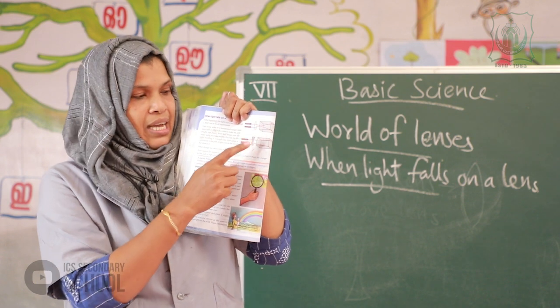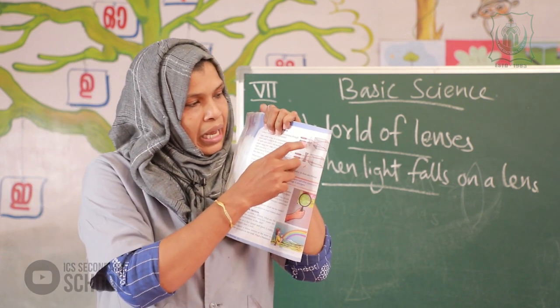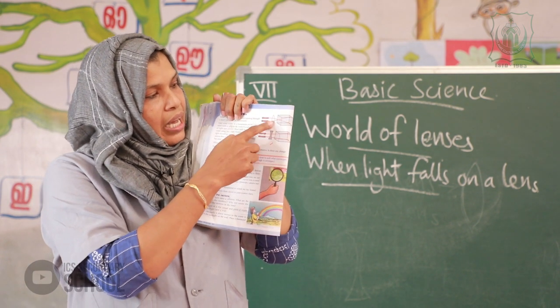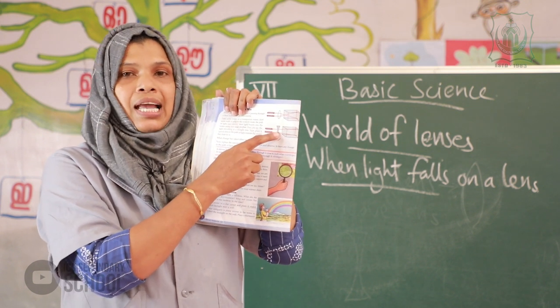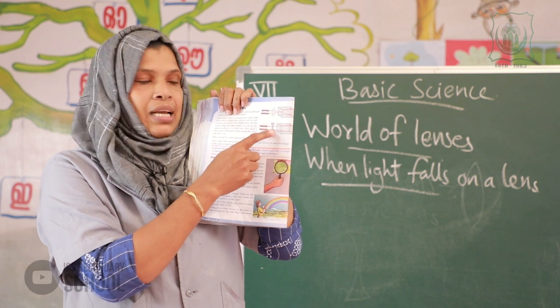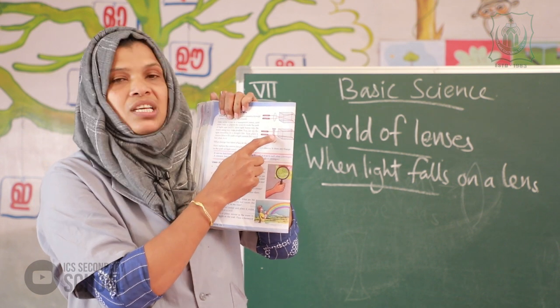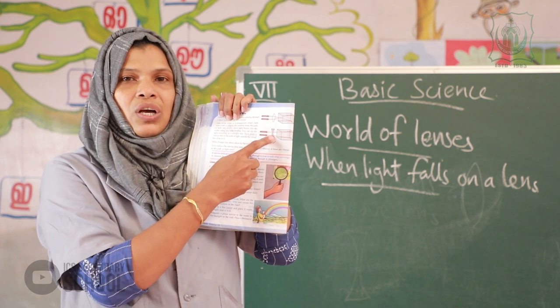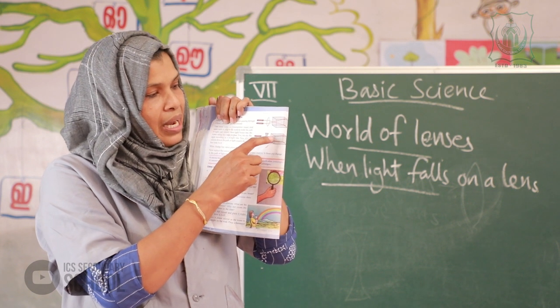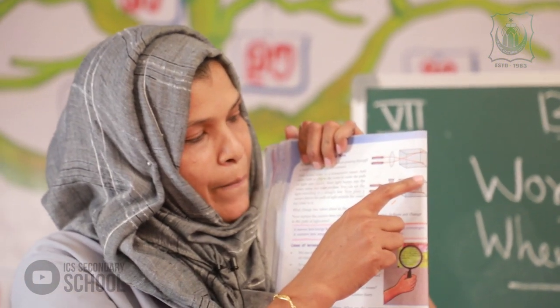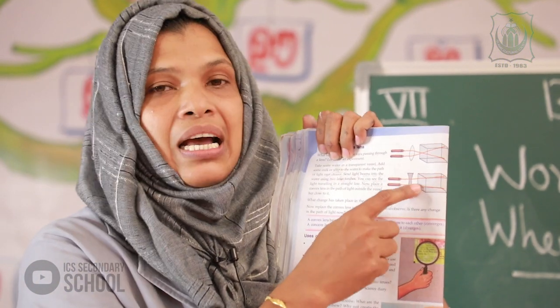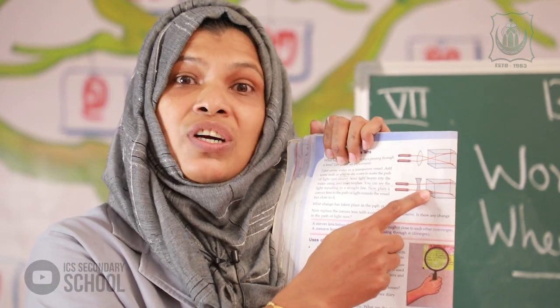Next, remove the convex lens, place a concave lens, and repeat this activity. What is your observation? The light rays passing through the vessel separate, and that means they diverge.